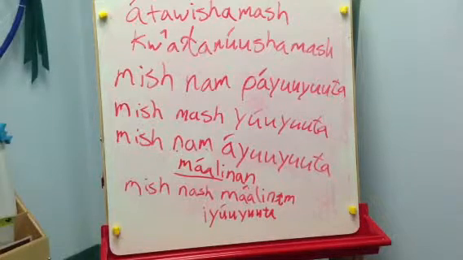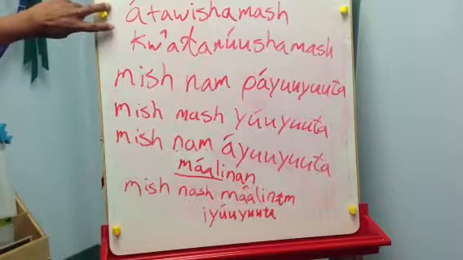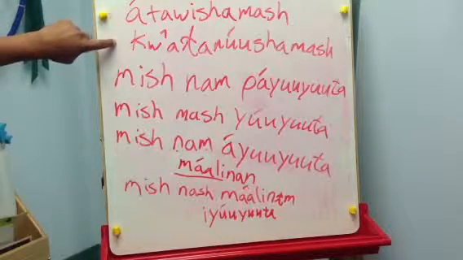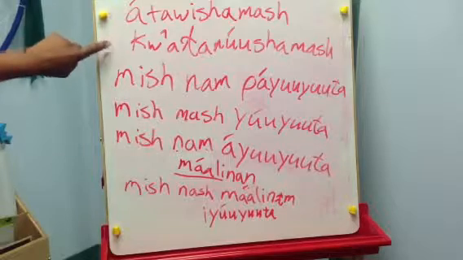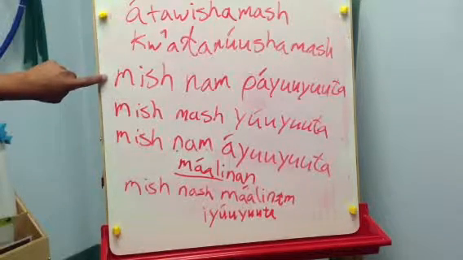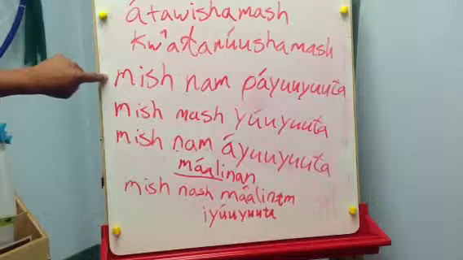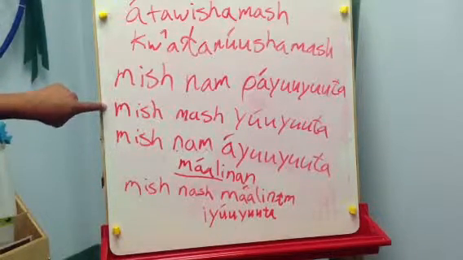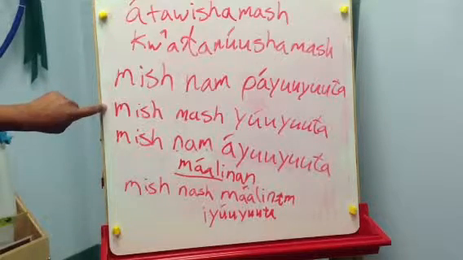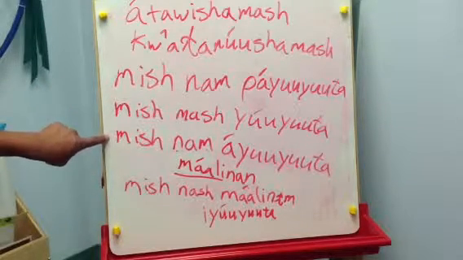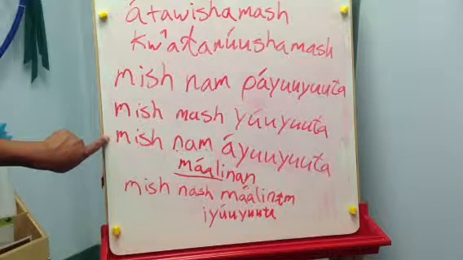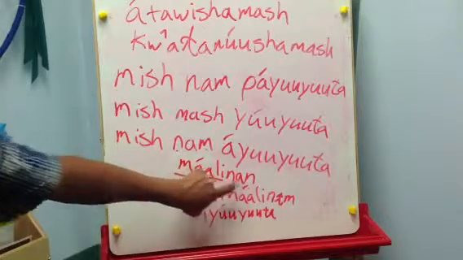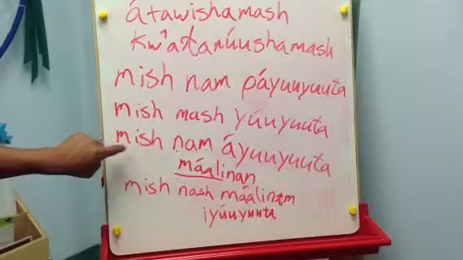So that's a way. So now we have I to you, atawi shamash, I love you, kwashlanu shamash, I thank you. Now we have a you to me. This is I to you, now you to me. Mishnam payu yuta. Will you call me? And then mishmash yu yuta. Will I call you? And then now we have, will you call her? Mishnam ayu yuta. If you say the her or him, you have to add non. Mishnam ayu yuta malinan.